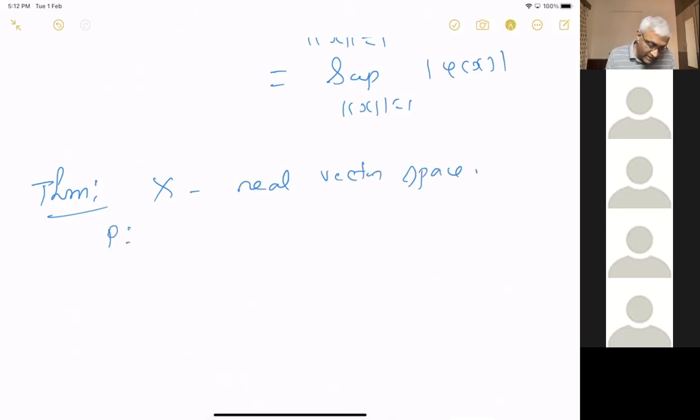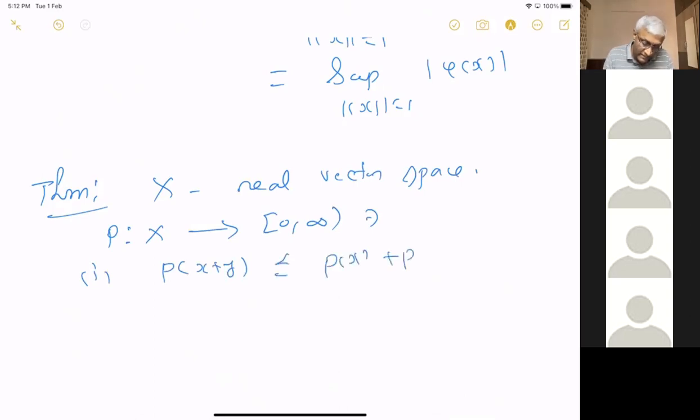And p is a functional, a function from X to [0, infinity), such that, one, this is what is called the sublinearity property, something like the triangle inequality.